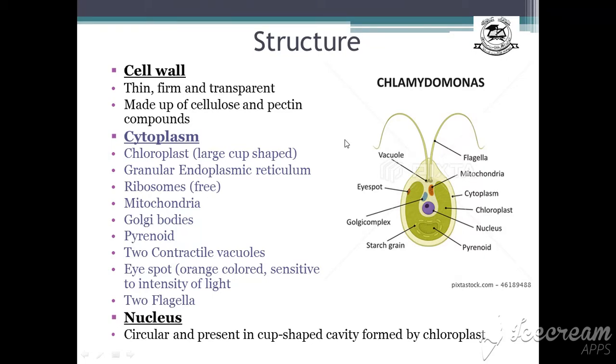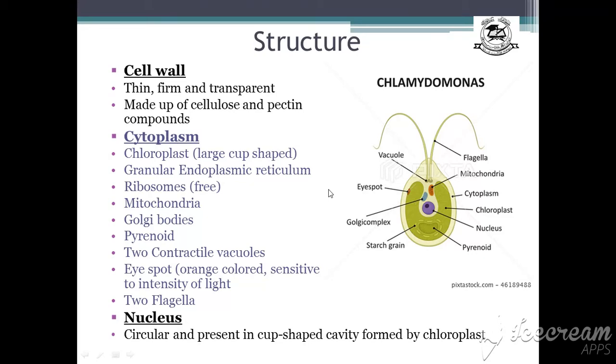Cytoplasm has an outer thin clear region and an inner dense region. Cytoplasm has granular endoplasmic reticulum, but we are first discussing the chloroplast, which is a large cup-shaped chloroplast. You can see this green one. Okay, this is the large green cup-shaped structure. Look at the shape. It is the chloroplast.